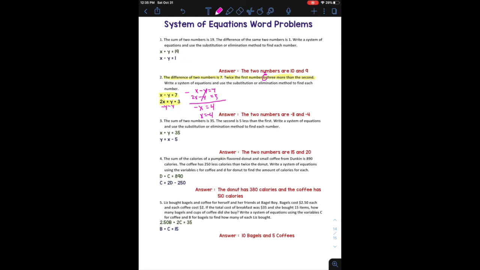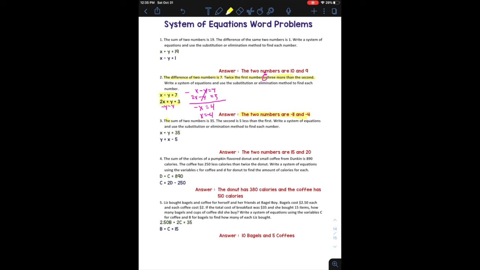I would then plug it into one of the original equations to get our answer. The two numbers are negative 11 and negative 4. Remember, you could always double check your answers and make sure that the difference is 7 and that twice the first number is 3 more than the second.